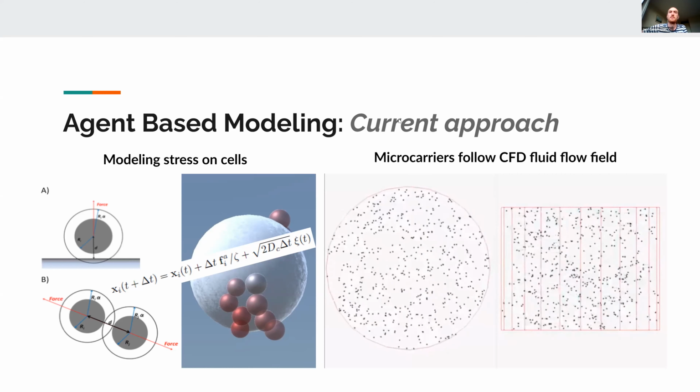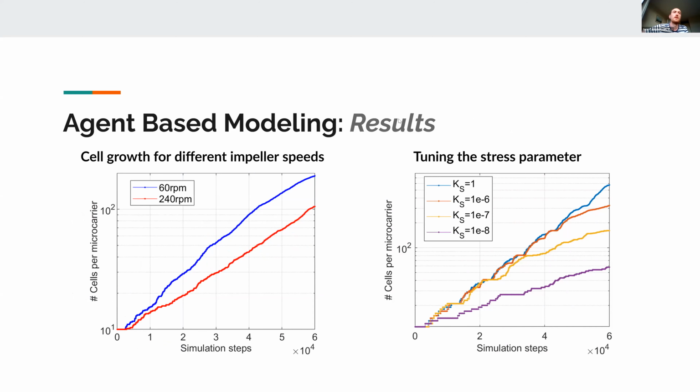So next slide, please. Here we have the results from the simulations we ran. On the left, we have these two different impeller speeds that Jaja showed. And you see that with a quite slow impeller speed, we have faster cell growth, of course, because there's less stress on the cells. And with a faster speed, we have more stress, so also slower growth, because these cells get stressed and proliferate slower.